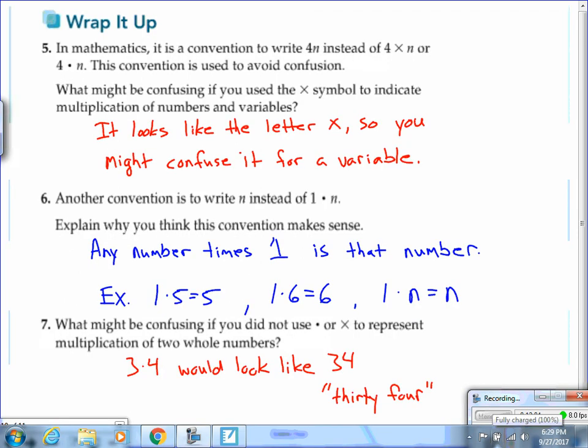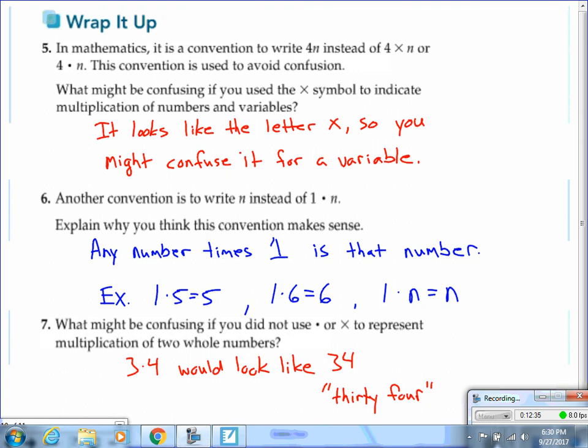All right, finishing up here. Number 5, to wrap this up, it says in mathematics it is a convention to write 4n instead of 4 times n or 4 dot n. And this is used to avoid confusion. Why might it be confusing if you use the X symbol to indicate multiplication of numbers and variables? Well, the reason is it looks like the letter X, so you might confuse it for a variable.